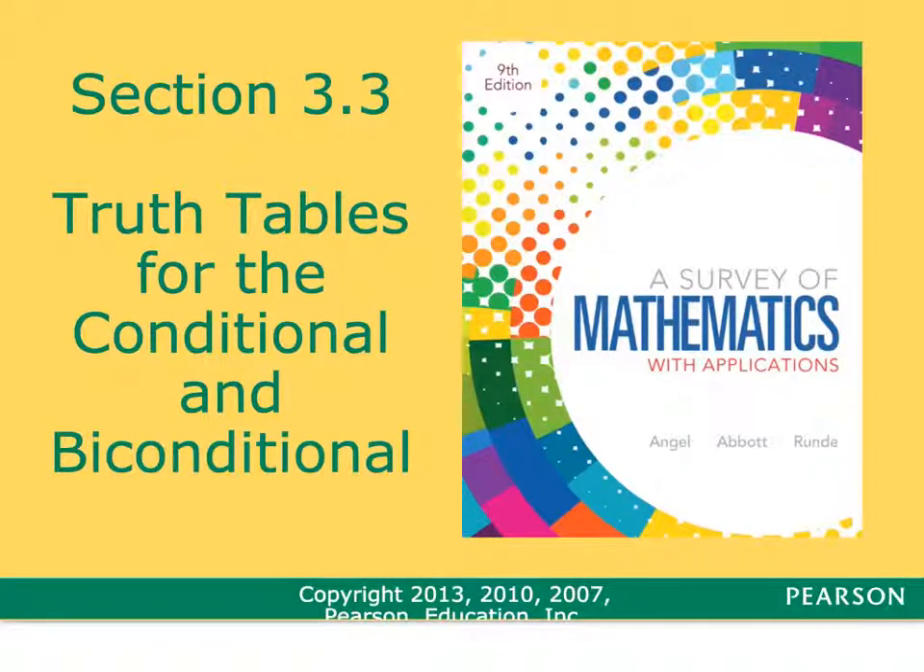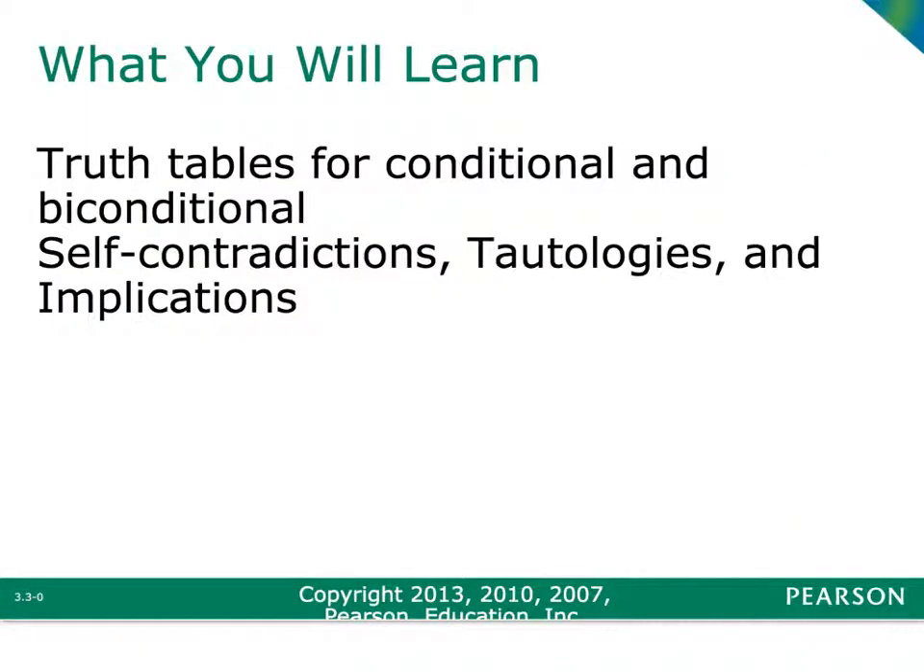Okay guys, this is section 3.3, which is going to continue with truth tables. We're going to work on the conditional and the biconditional. Besides just working on the conditional and biconditional, we're also going to learn about self-contradictions, tautologies, and implications.